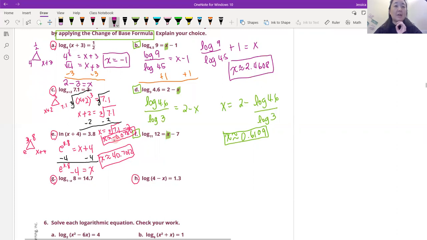And then you should get x is approximately equal to -0.0780, rounding to 4 decimal places. And for D right here, again, change of base, just like this, is equal to 2 minus x.